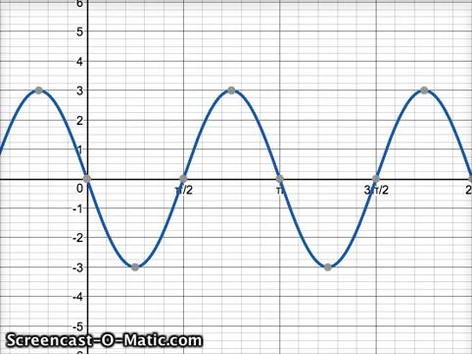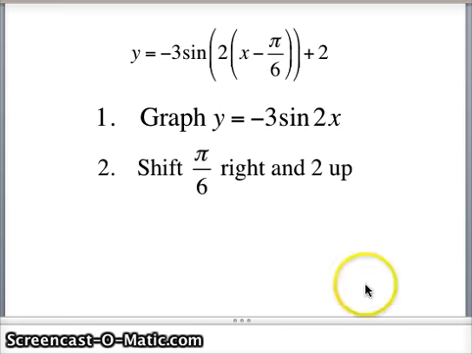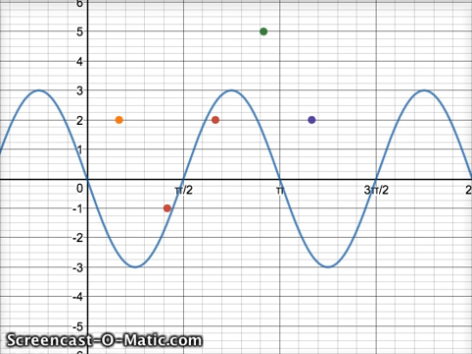Now to finish this, we have to do our shifting. So we can see what we have to do. Shifted pi over 6 to the right and 2 up. So each of our 5 important points will shift pi over 6 to the right and 2 up. So you can see this first point shifted pi over 6 to the right, 2 up. This peak, pi over 6 to the right, 2 up. This midpoint, pi over 6, 2 up. This peak, pi over 6 over, 2 up. And the end point, pi over 6 over and 2 up. And this is going to define our primary period of our final graph.